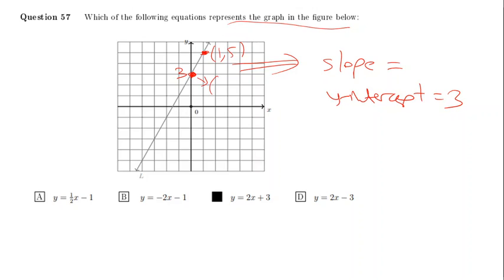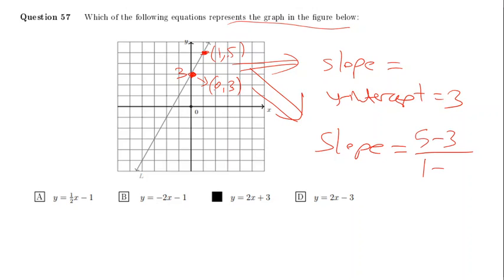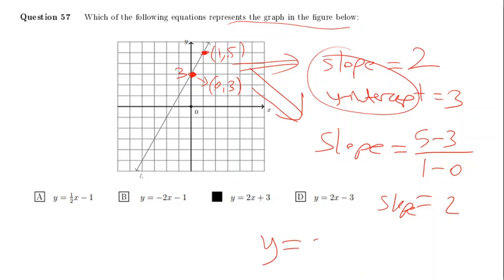And this point is (0, 3). And I can make the slope from here. Slope is (5 minus 3) divided by (1 minus 0), so it makes 2. So then I can write the slope as 2. Then if I write the slope-intercept form, it will be y = 2x + 3. So mx plus b, you know.